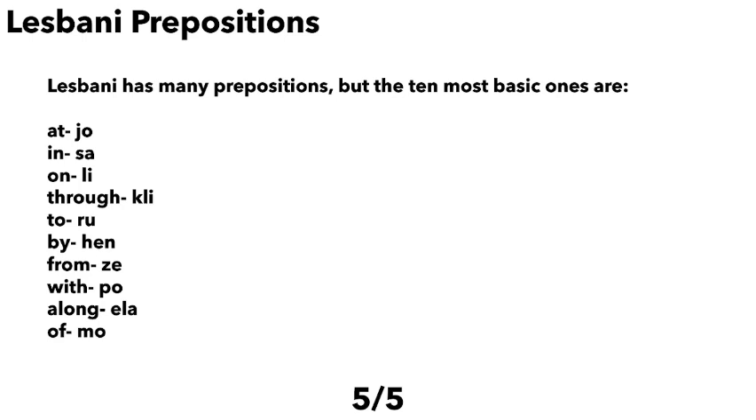Because in English you can say by a person's name, and that means they made it. In Lesbani you would have to use from, so ze for that. So when my name is Shino, I wouldn't say hen Shino. I would say ze Shino. Then po is with, like I am with this person. Ela is along, kind of like I'm walking along the river, along a path. And then of is mo. This can also be used to show possession, so keep that in mind.